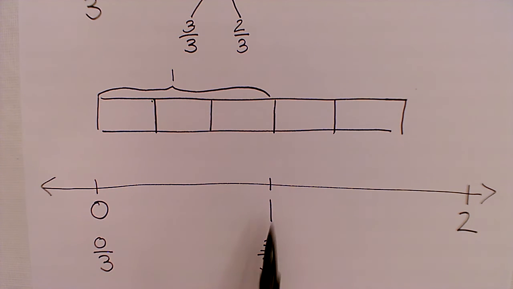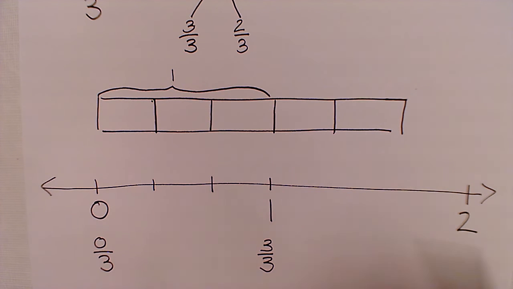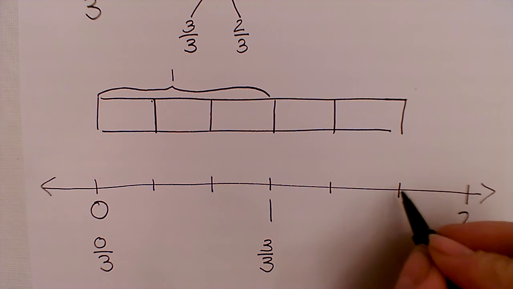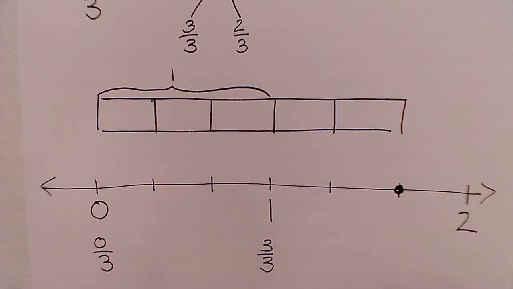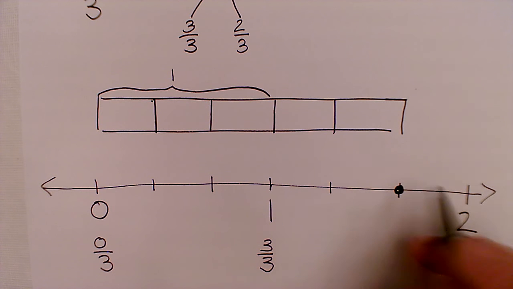Okay, so now I've modeled my one whole. Let me put in these thirds. I would have 1/3, 2/3, and one whole here because it's 3/3. And now I could put in 4/3 and 5/3. So right here is where I have one whole and then 2/3.